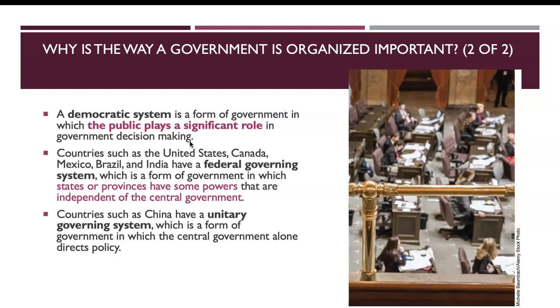And some countries, such as the United States, Canada, and India, have a federal governing system. This means the states or provinces have powers independent of the central government. And countries such as China have a unitary governing system, which means the central government has most of the power. They decide the central policy.